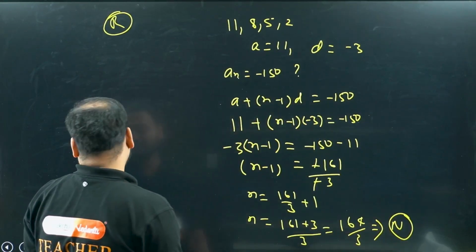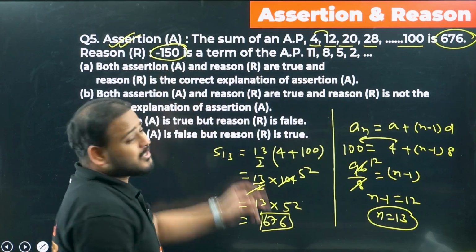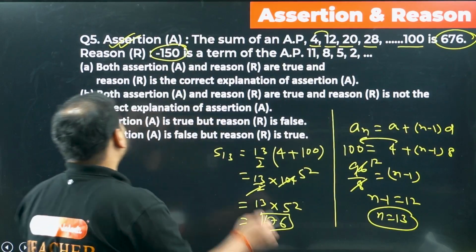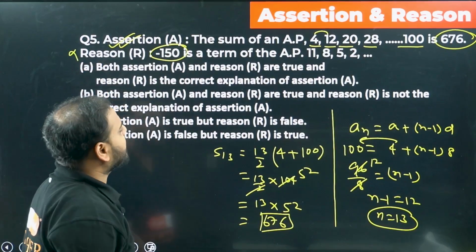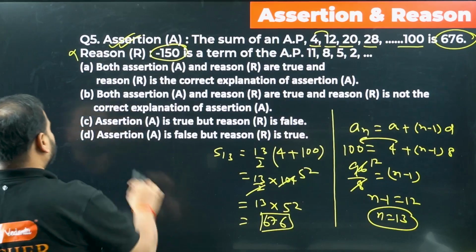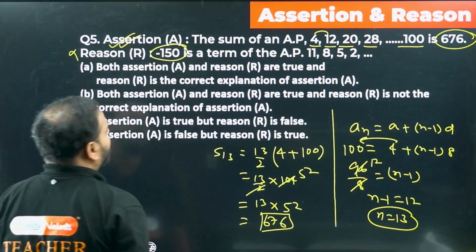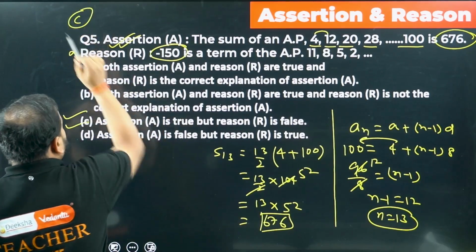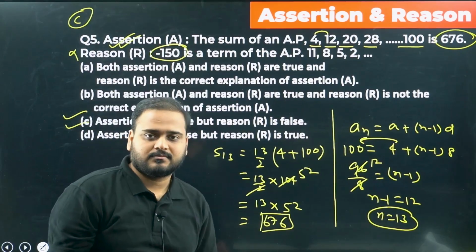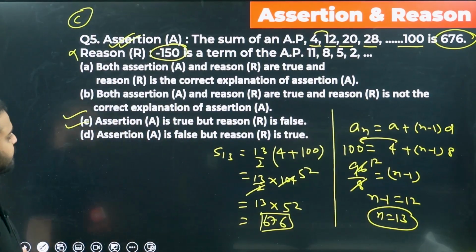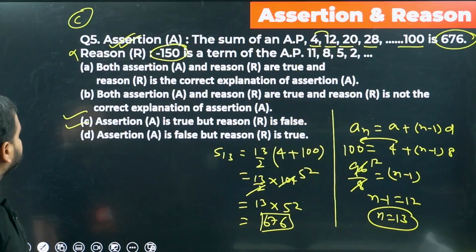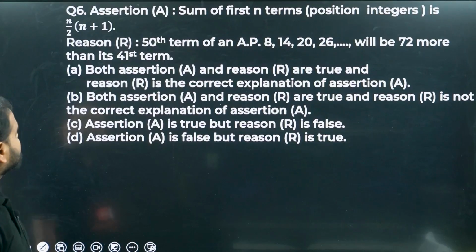Okay. In that case, minus 150 is not a term of the given AP. It means the reason is incorrect. So which is the correct option? Option number C. Assertion is true, reason is false. Option number C. Excellent question. Alright. Moving on to question number 6.